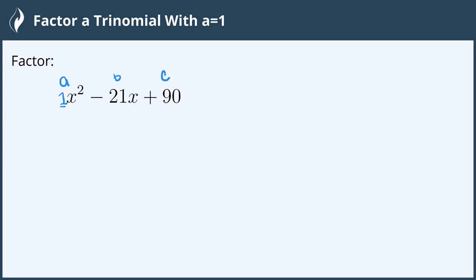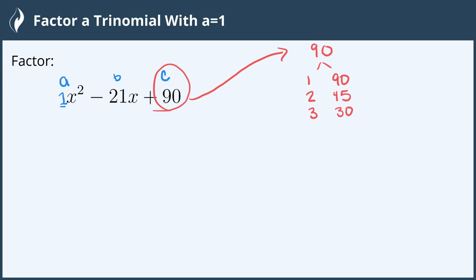And to factor this, we're going to look at the last term, which is c, first. We'll come over here and we want to factor it all the way down. So we'll start with 90, and we always start with the factor of 1. 1 times 90 is 90. And then we move up in chronological order, meaning 2. 2 goes into 90 45 times, and then we can try 3. 3 times 30 is 90.